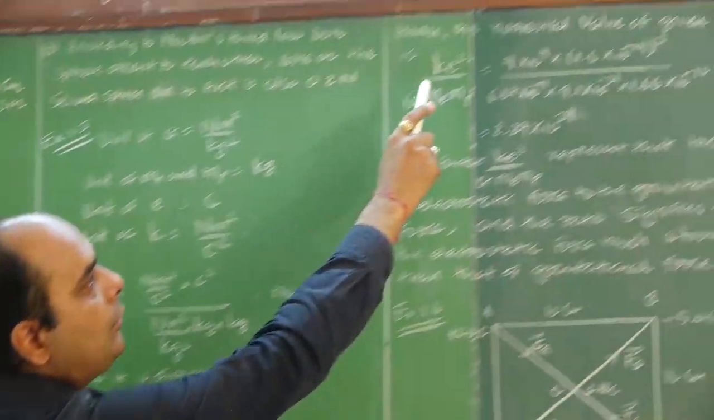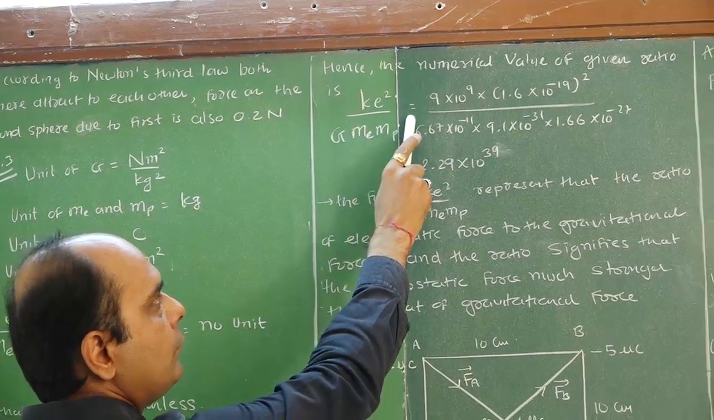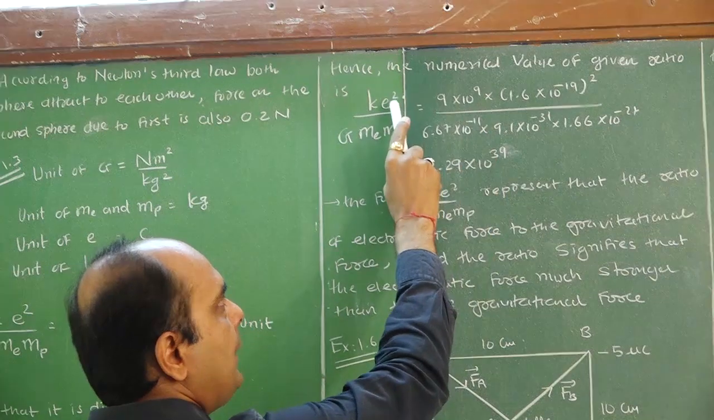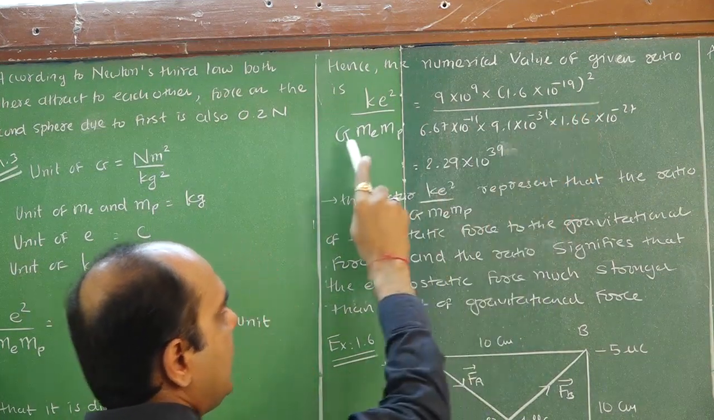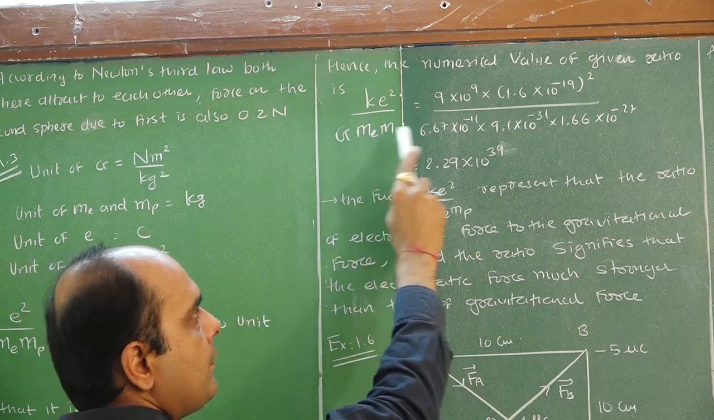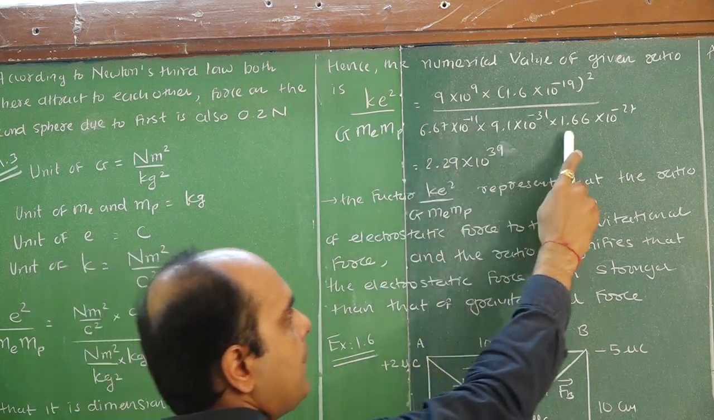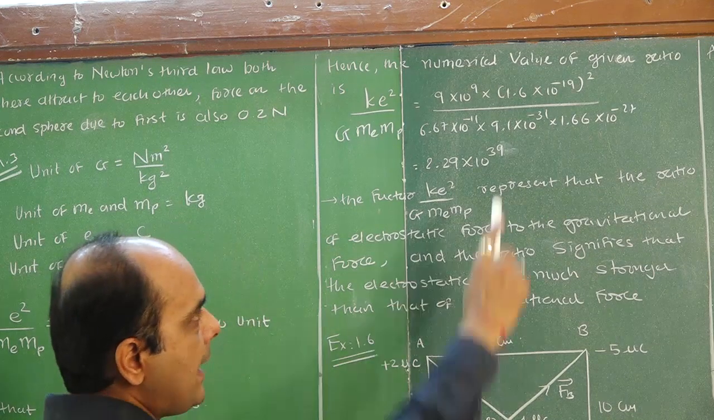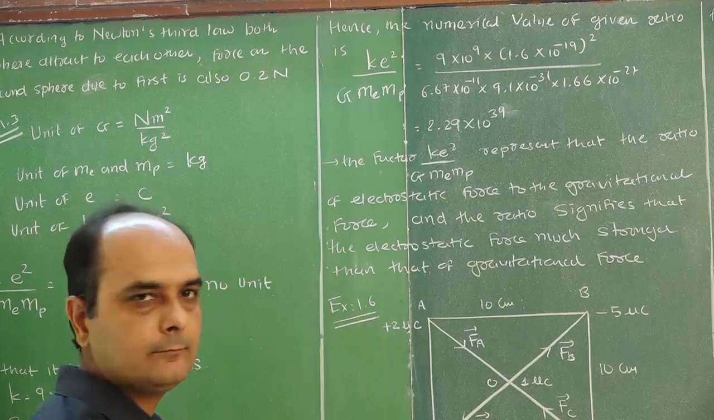Hence the numerical value of the given ratio K e square by G Me Mp is equal to: value of k, once again student, 9 into 10 to the power 9. Value of charge e is 1.6 into 10 to the power minus 19, squared. Capital G 6.67 into 10 to the power minus 11. Mass of electron 9.1 into 10 to the power minus 31. Mass of proton 1.66 into 10 to the power minus 27. So student, by calculating them, your answer comes 2.29 into 10 to the power 39.